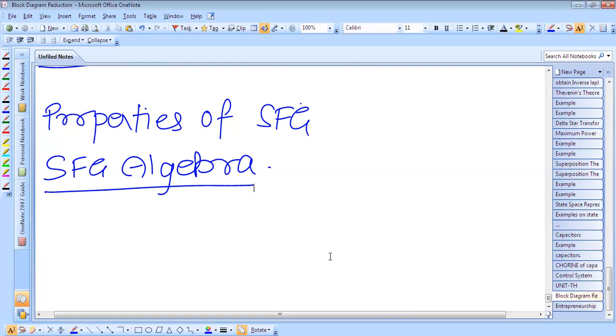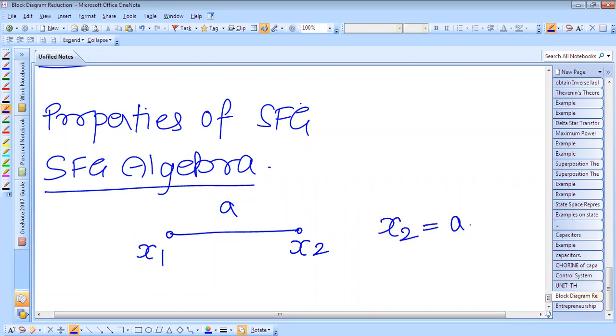For example, suppose this is x1, x2, and the transmittance is A. Therefore the value of a node with only one incoming branch is shown: we can write x2 is equal to A into x1. So this is the value of a node with only one incoming branch.